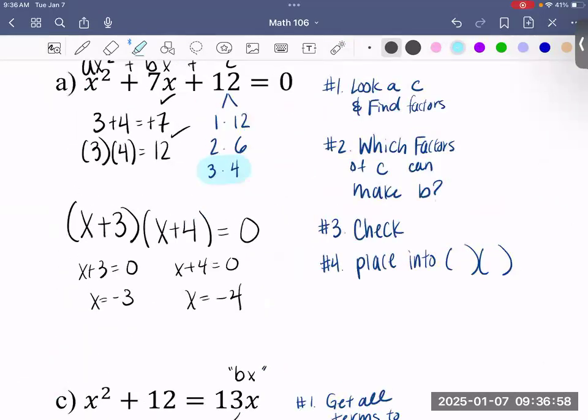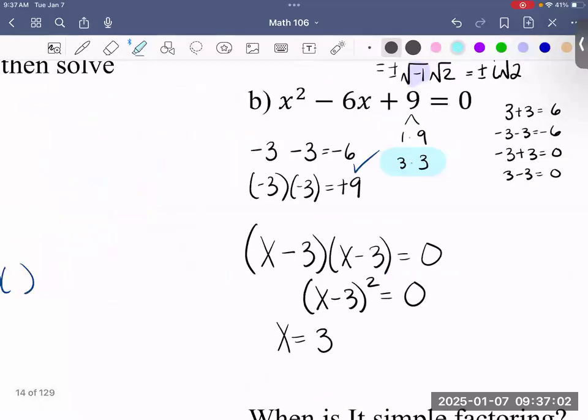Again, I kind of want to highlight us just kind of putting it in.